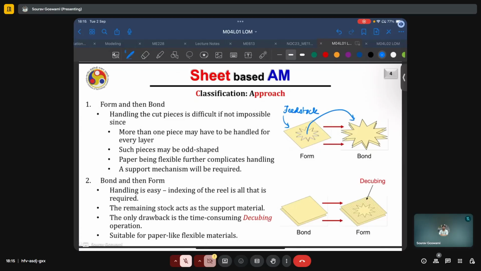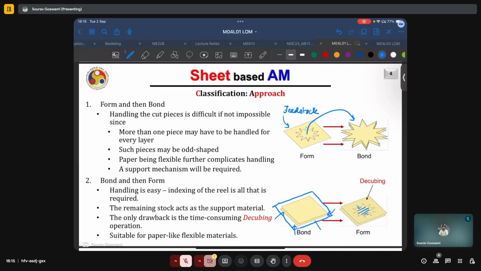The other approach, which is bond then form, is different because here we are attaching the entire sheet of paper or metallic sheet to the previously deposited layers, where we again see that the same square or rectangular region is present. The entire new sheet is adhered to it, and then the useful region is cut out. We also see these fine grid lines on the outside with the label of decubing. We'll be discussing what it means.